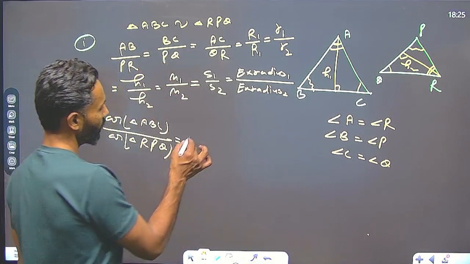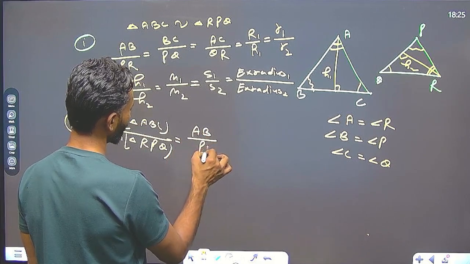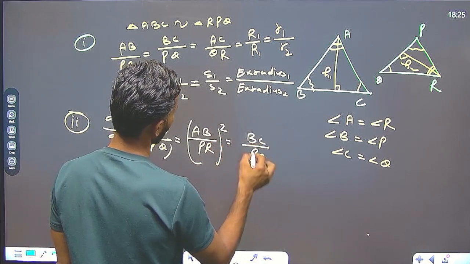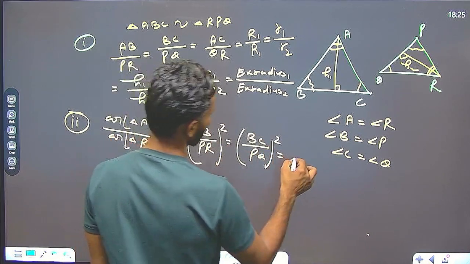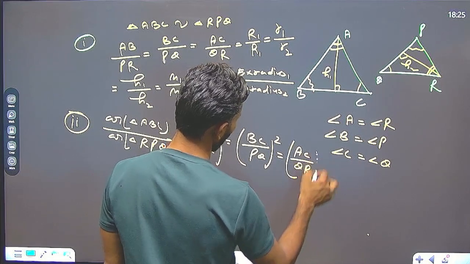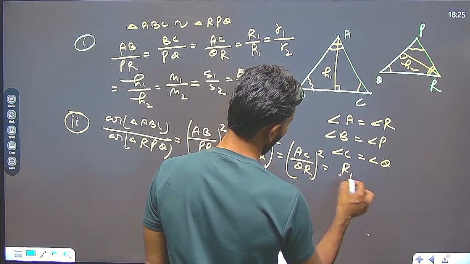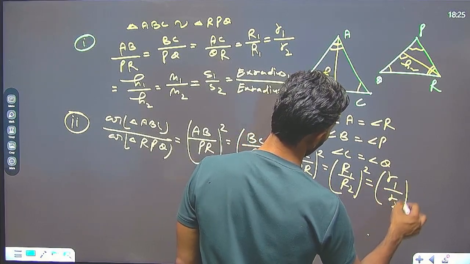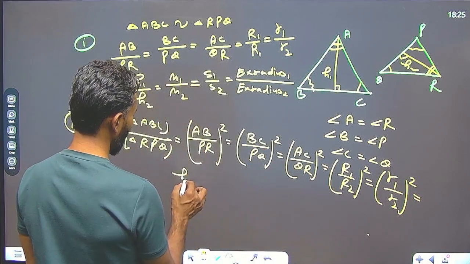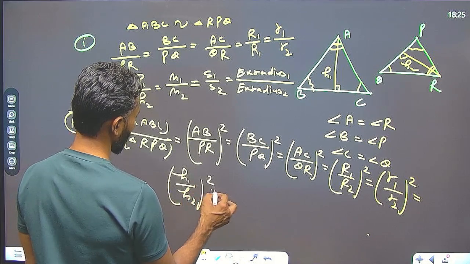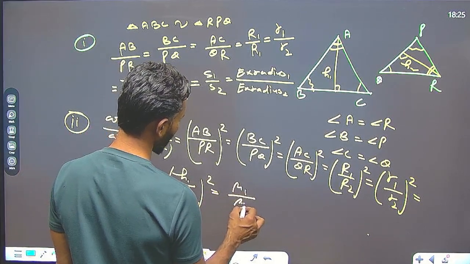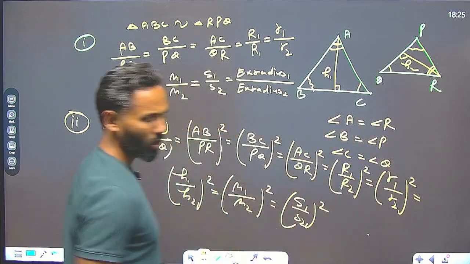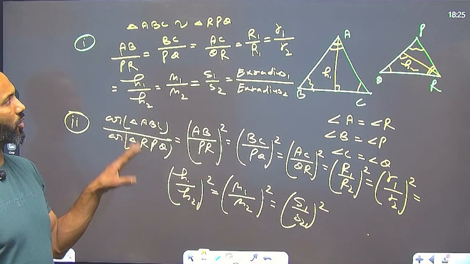I mean to say, it will be equal to AB upon PR whole square, equal to BC upon PQ whole square, equal to AC upon QR whole square, equal to R1 upon R2 whole square, equal to small r1 upon r2 whole square, equal to h1 upon h2 whole square, equal to m1 upon m2 whole square, equal to s1 upon s2 whole square, and so on. Understand? So these are only two rules related to the similarity.